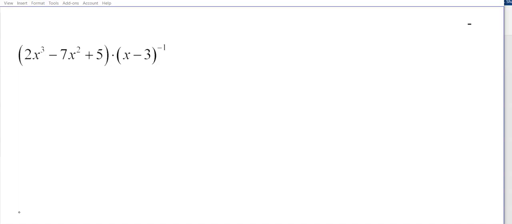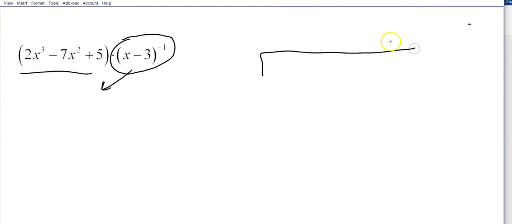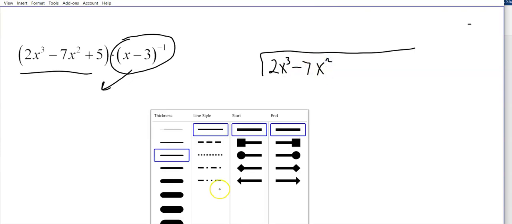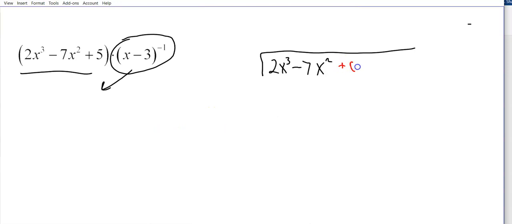Sometimes the problem looks kind of weird, and so you might just need to be aware of this. When you see something like this to a negative exponent, that brings it down to the denominator. It's called a reciprocal function, so 1 over x to the negative 2 is 1 over x squared. So I'm dividing by that. So I get 2x cubed minus 7x squared. Hopefully you see this. Plus 0x. It's missing a term there, so I just put it in. Plus 5. And then we're dividing by x minus 3.